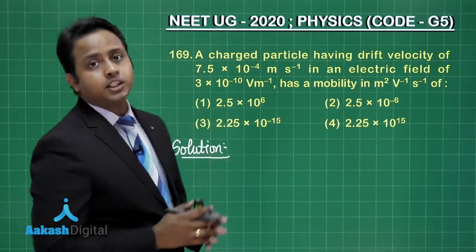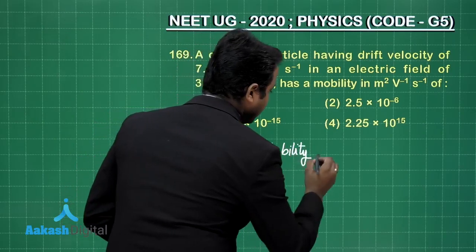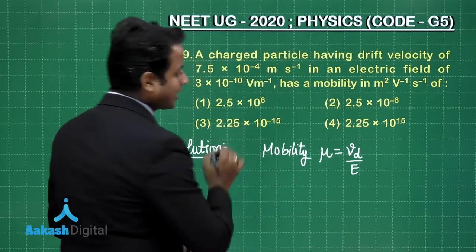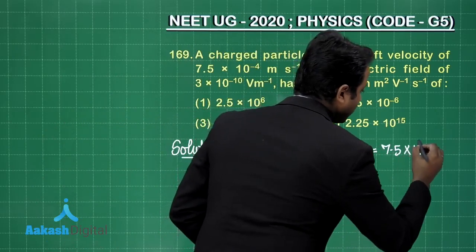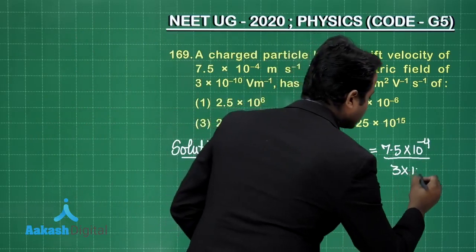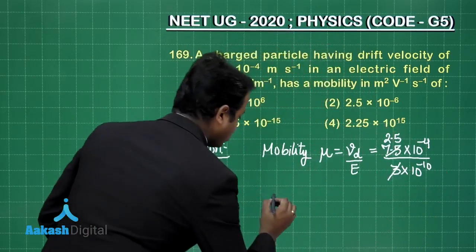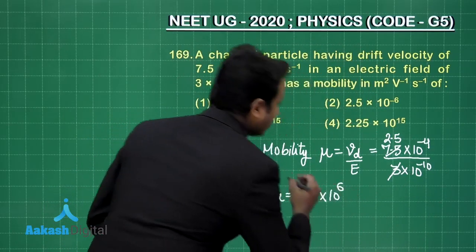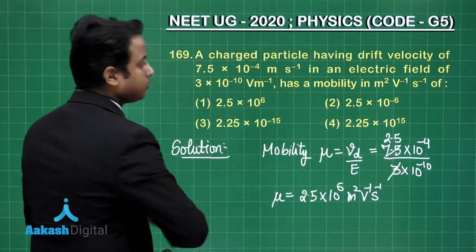So we remember the expression for mobility. Mobility of a charged particle, represented by mu, is equal to the drift velocity divided by the magnitude of electric field. As per the question, drift velocity is given as 7.5 × 10^-4, divided by the magnitude of electric field, 3 × 10^-10. If I solve it, this will cancel and give me 2.5. So mobility is 2.5 × 10^6 with the given units meter square per volt per second. I hope this is very clear to you.